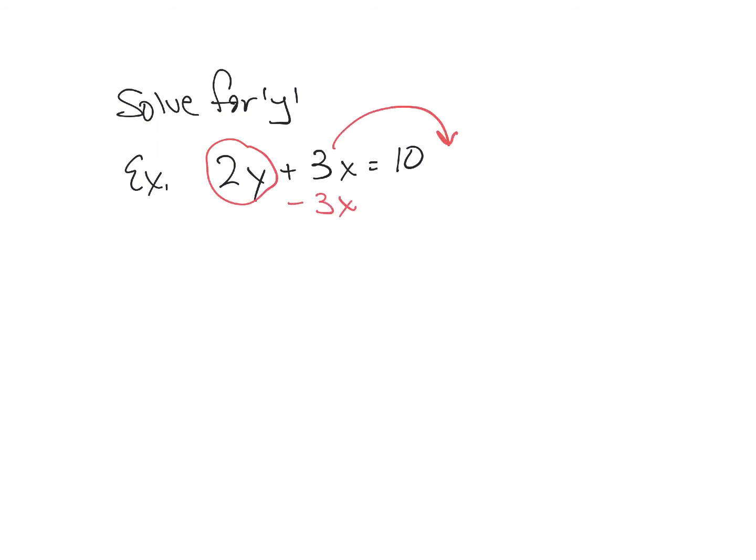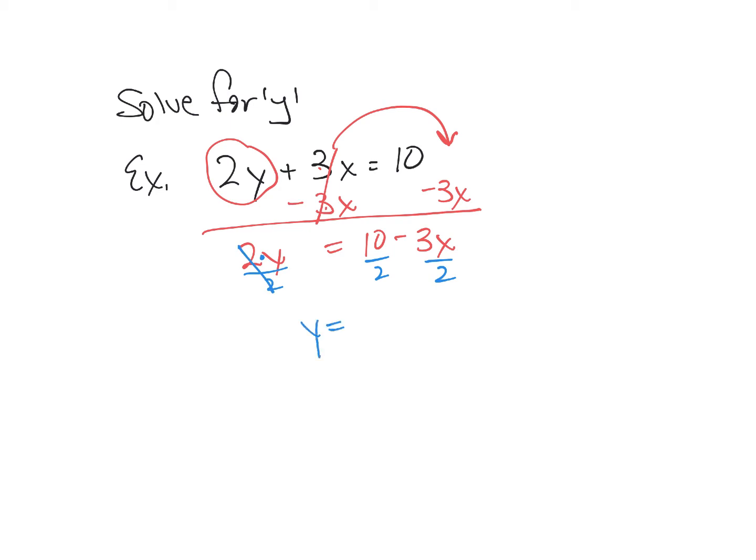We would circle our y and move our 3x over to the other side. That means when we cross that equal sign, we change signs. We have 2y, and that cancels out because we have a positive and a negative 3. 10 minus 3x. Then it's 2 times y, so the inverse of multiplication is division. Anything divided by itself is 1. 10 divided by 2 is 5 minus 3x over 2. And that would be our answer.